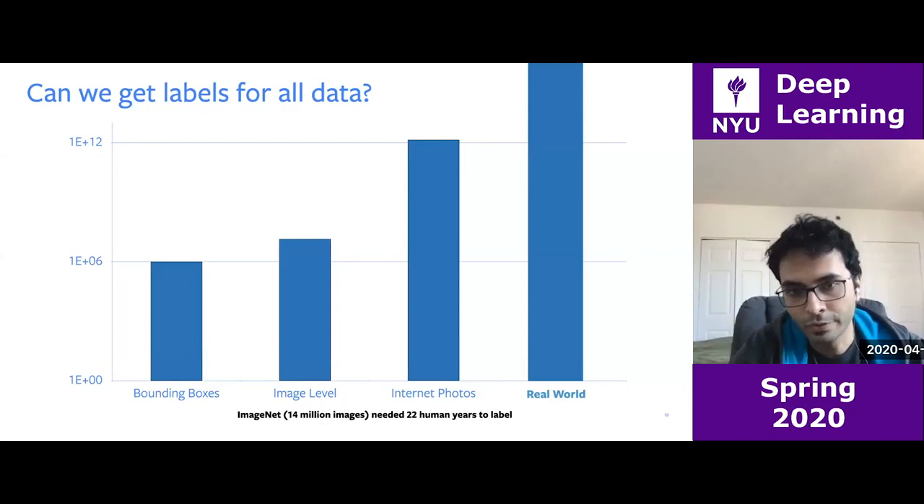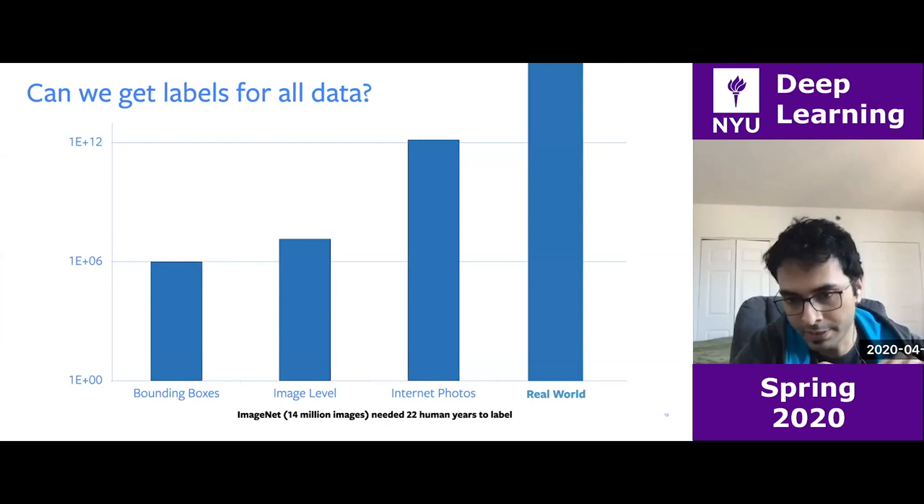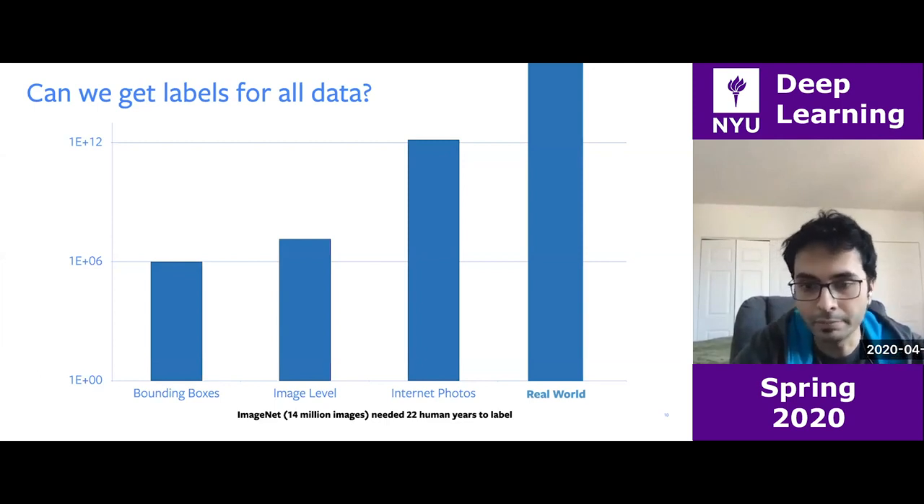Now, of course, internet photos do not represent everything about the world. There are things that really require motion or things that really require other physical senses to learn. So in the real world, there are going to be far more things that you actually experience, far more sensory inputs that you can get. And it's really hard to obtain labels for all this data. And again, to put things in perspective, ImageNet, which is just 14 million images and with a very small number of concepts, required a lot of time to label. So clearly labeling is not really going to scale to either all of internet photos or even the real world.